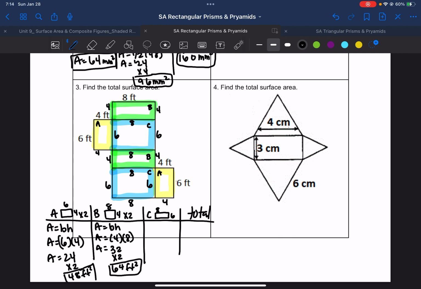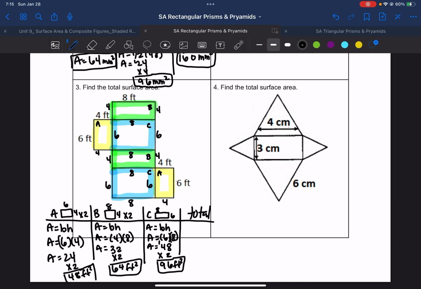Now looking at C. C is a 6 by 8. So area is equal to 6 times 8. And I know that 6 times 8 is 48. But remember, I have to multiply by 2 because there's 2 of them. So 2 times 48 is going to give me 96 feet squared. So now I have all 3 different types of rectangles. Now what I'm going to do is I'm going to add these.